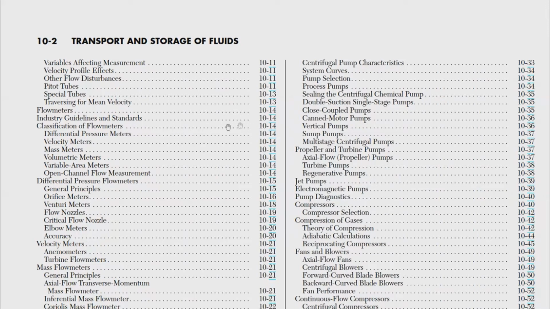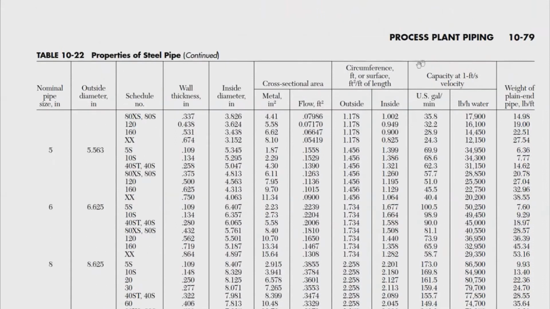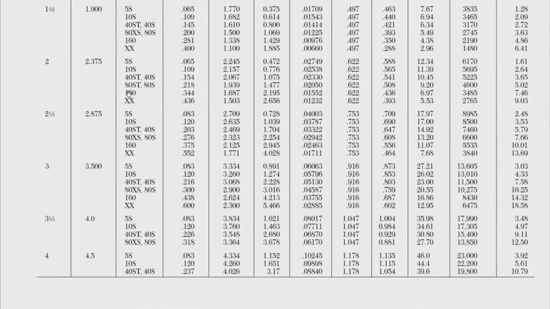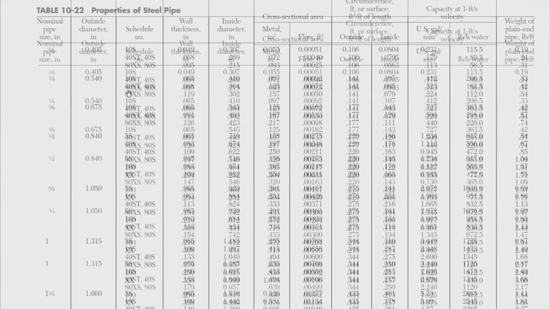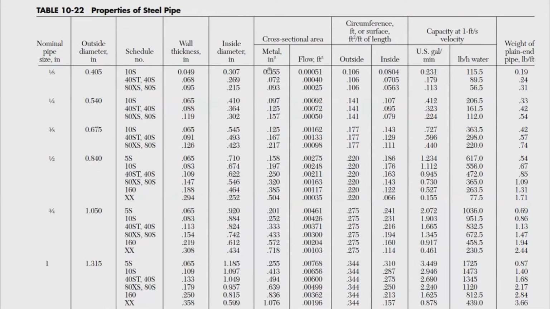What you need to browse over is section 10-79, and Table 10-22, which is the properties of steel pipe. If you can see, there are a lot of columns here: the nominal pipe size, outside diameter, schedule, wall thickness, inside diameter, and all these properties. But the most important thing to remember is that if we're given a pipe size, that's almost the same as saying that it is the nominal size of that pipe.